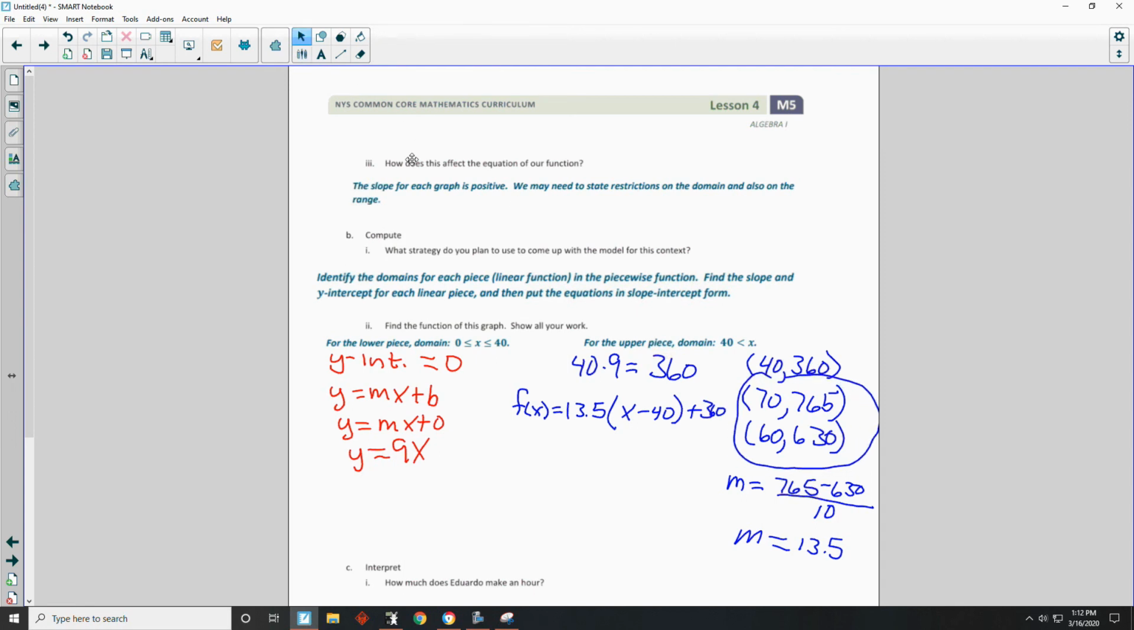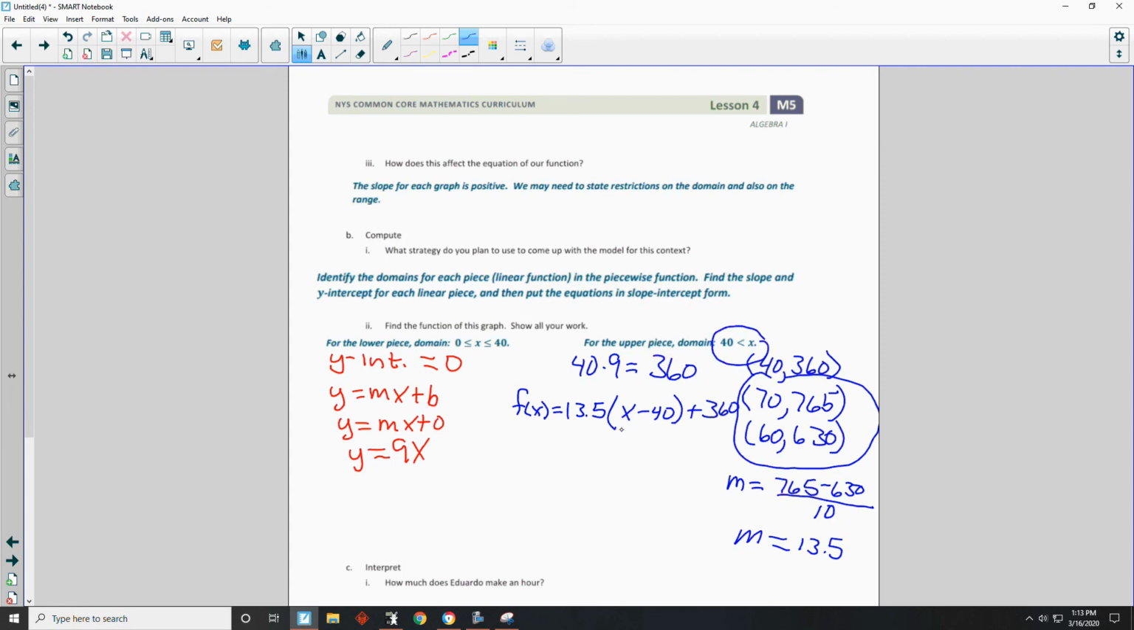Okay. And that is 360. So let me rewrite that so it's not crammed. Okay, so there's our equation: f of x equals 13.5 times the quantity x minus 40 plus 360. All right, that's if x is greater than 40.